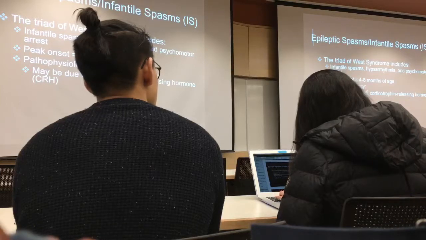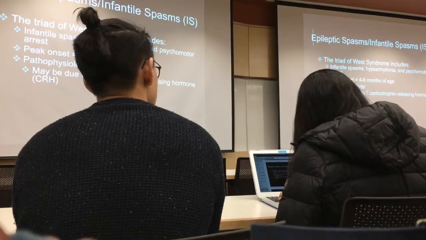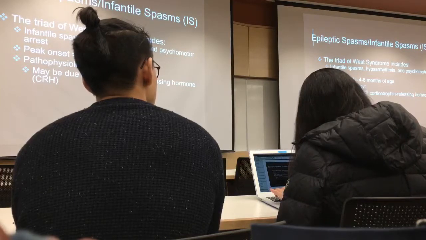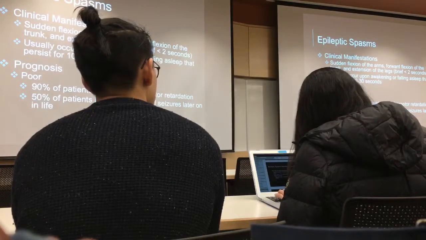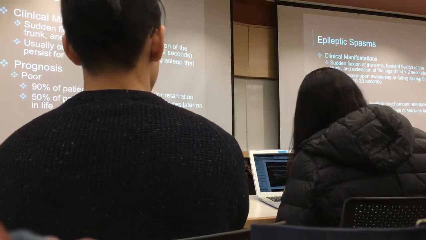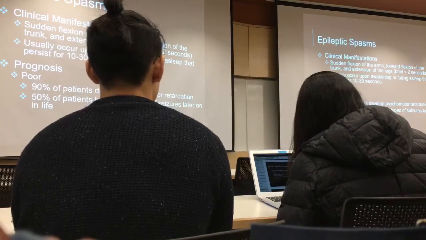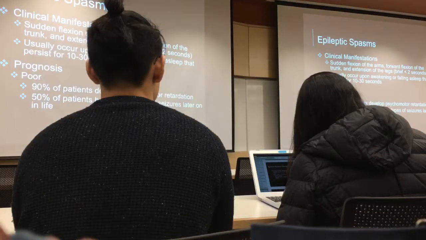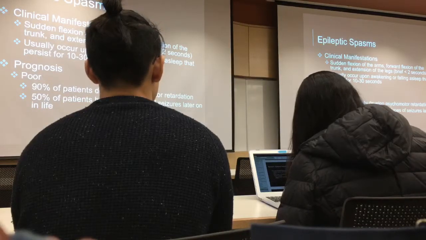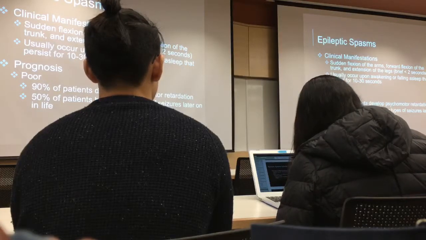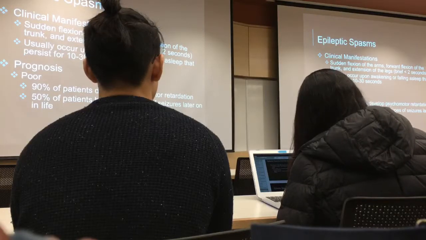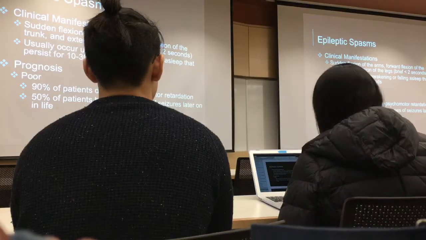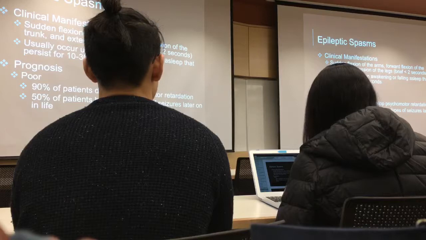The peak onset is usually 4 to 8 months of age, which is usually when they diagnose it. The pathophysiology may be due to an increase in something called CRH, which is corticotropin releasing hormone. And that's why the treatment is going to be very unique. For the clinical manifestations, I have it listed here, but I'm also going to show you a video of a baby who has infantile spasms. If we usually diagnose between 4 to 8 months of age, a lot of times these are healthy infants and nobody would have known. Most of the infants I've had diagnosed with infantile spasms had no risk factors; none were premature babies or had a significant family history of seizures.